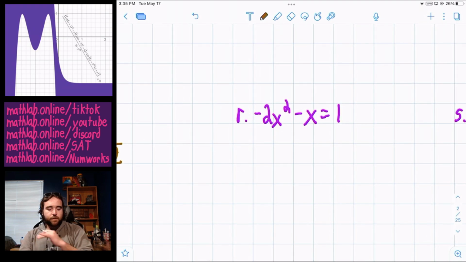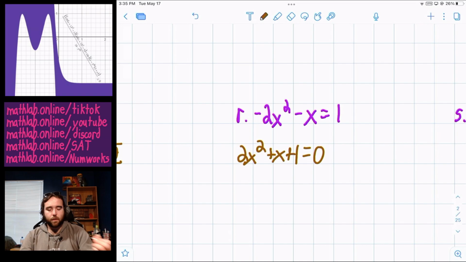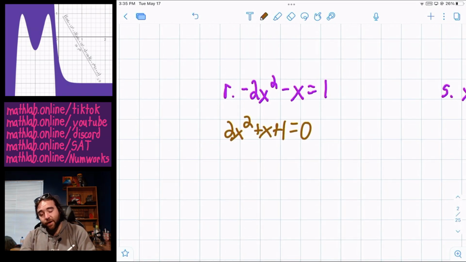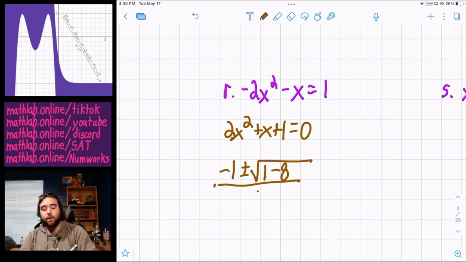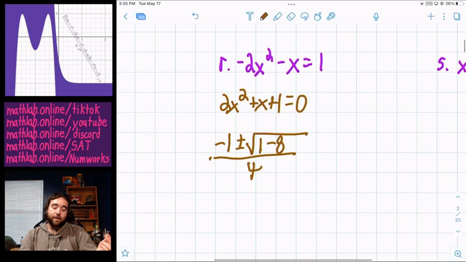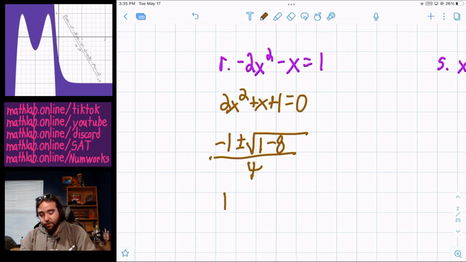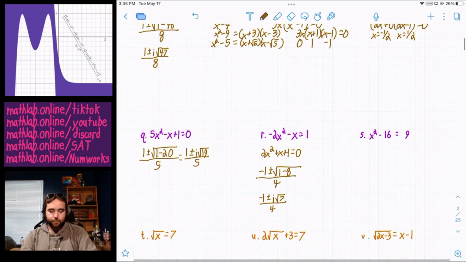Okay, so we'll think about moving everything to the right. So we'll go 2x squared plus x plus 1 equals 0. And shockingly, again, we cannot factor, so we go negative 1 plus or minus root 1 minus 8 over 4. And again, we cannot do much besides make that i root 7 over 4.